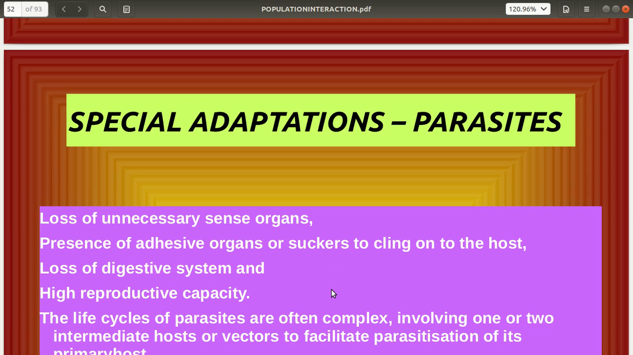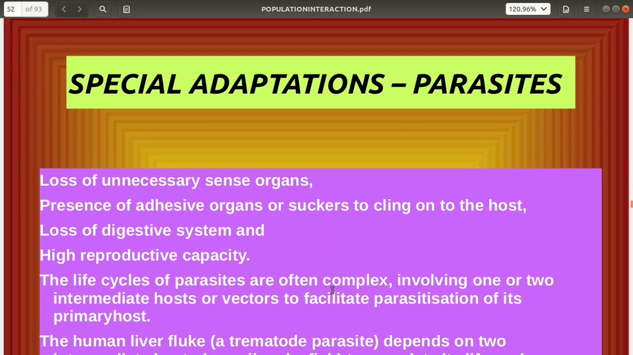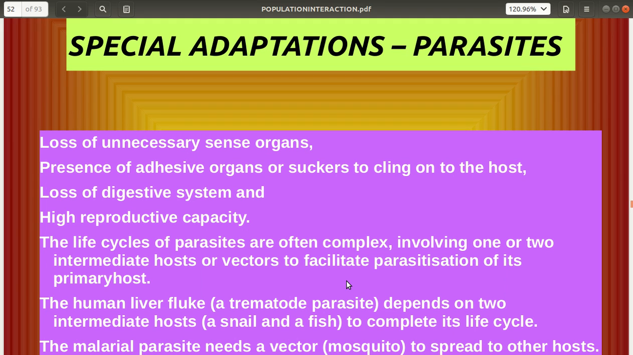The life cycle of parasites is often complex. They involve one or two intermediate hosts or vectors to facilitate parasitization of the primary host. Even if one of the hosts or vectors is absent, they do not survive or continue further. The human liver fluke, a trematode parasite which is a platyhelminth, Fasciola hepatica, depends on two intermediate hosts, a snail as well as a fish, to complete its life cycle. So even if one of them is missing, they cannot complete the life cycle.